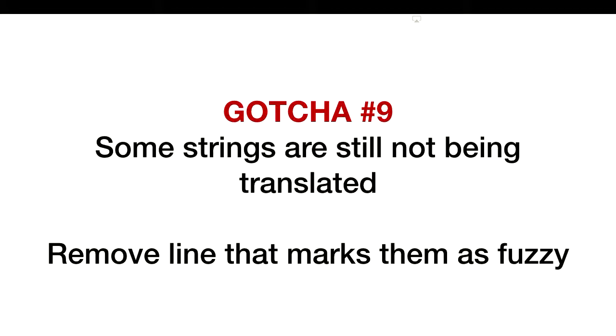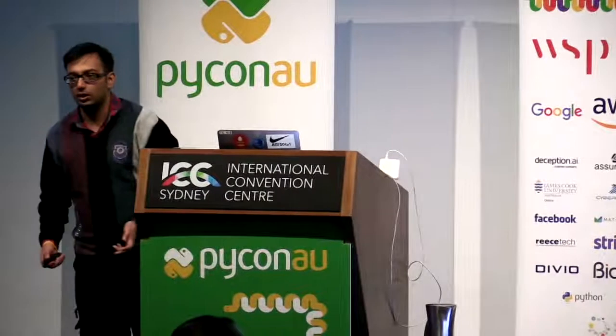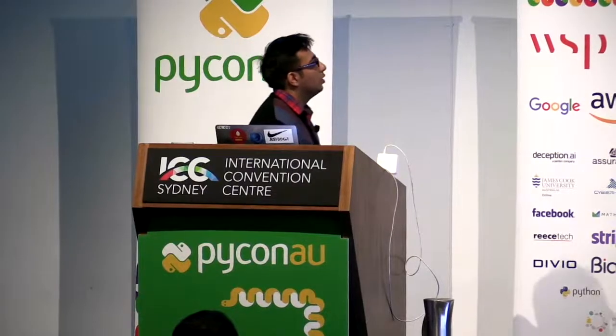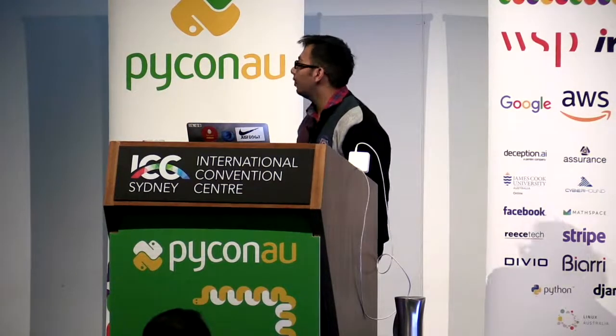Some strings are still not translated. You have defined them in the django.po file, and then you have compiled messages. Some of these strings are translated, some of them are not. If you go to the django.po file, you'll actually see that those particular strings should have been marked with the keyword fuzzy, with a comment fuzzy. So remove that line that marks them as fuzzy and then compile the messages again, and it should work again.